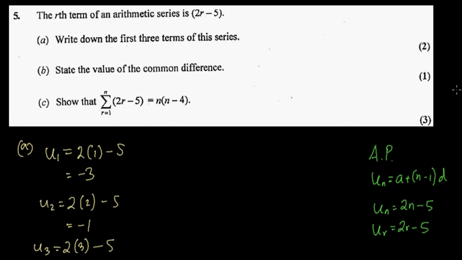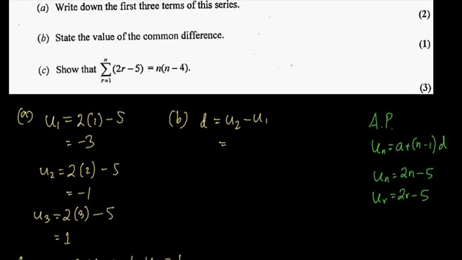Now the next one, B, is state the common difference. Now we know the common difference is the next term subtract the previous term. So the common difference would be u2 minus u1, and we know that u2 is minus 1, so it would be minus 1 minus, and u1 is minus 3, so minus 1 minus minus 3, it would be minus 1 plus 3, so 3 minus 1 is 2, so the common difference is 2.